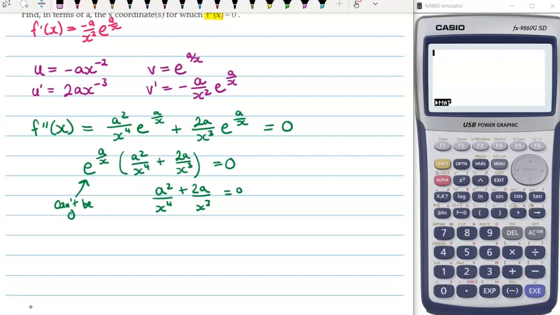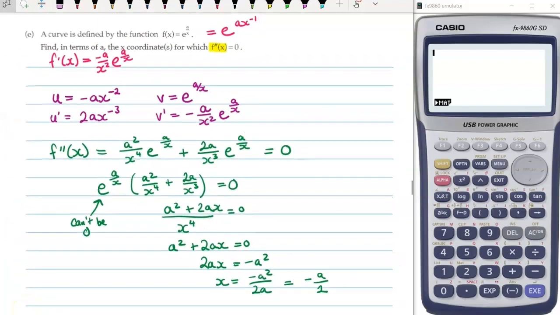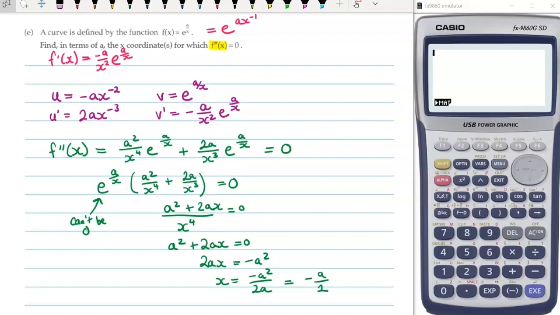Now, if we put that all over one term, that needs to be all over x to the 4. We would need to introduce an x on that 2a term to make that equivalent. Then if we were bringing the x to the 4 up to the right to try and solve this, that would multiply away to 0. So a squared plus 2ax must be 0. So 2ax equals minus a squared. So x must be minus a squared over 2a. Those a's cancel, so we have minus a over 2. And there's all of that on one page.